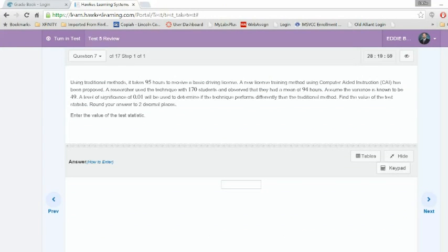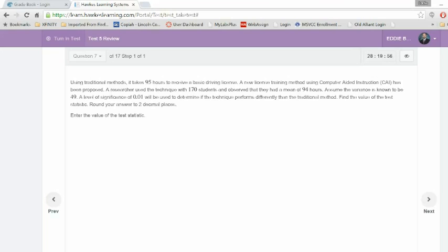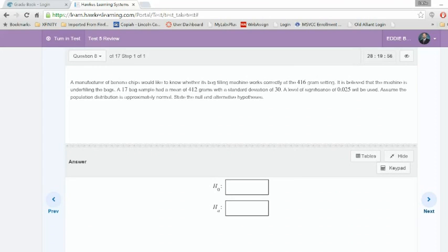Go to problem number 8. Looks like we're just trying to find the null and alternate hypothesis, and it looks very similar to a problem that we have worked before. It says that we have a banana chip manufacturer who'd like to know whether its filling machine works correctly at 416 gram setting. It's believed the machine is underfilling the bag. That would be less than 416.